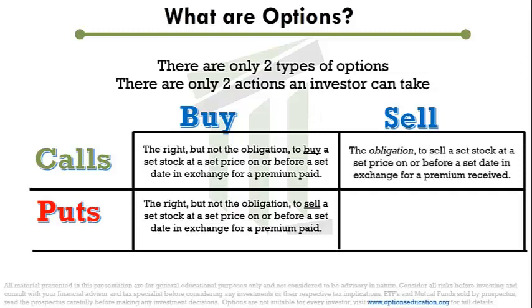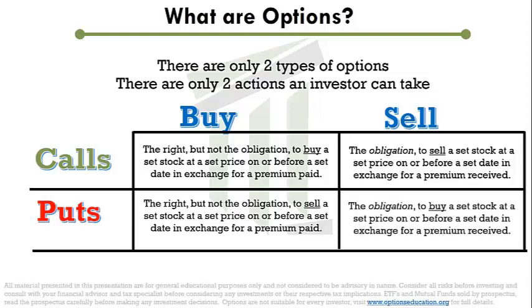So let's look at the seller of an option. As the seller of a call option, there is an obligation to sell a set stock at a set price on or before a set date in exchange for a premium received. Notice the difference between the buyer and the seller. The seller takes on an obligation to provide stock in exchange for a premium received, meaning that the seller of the call gets paid in exchange for taking on an obligation.